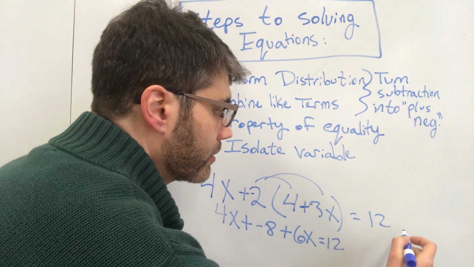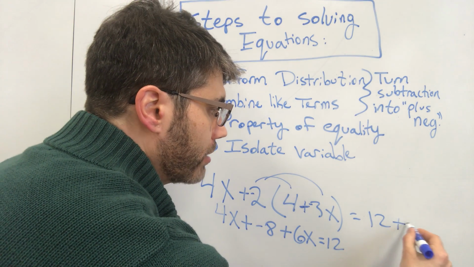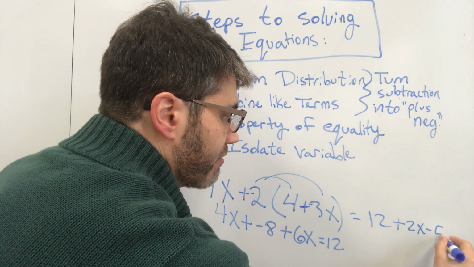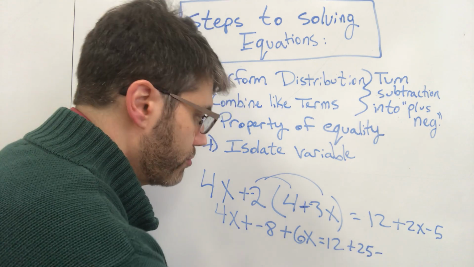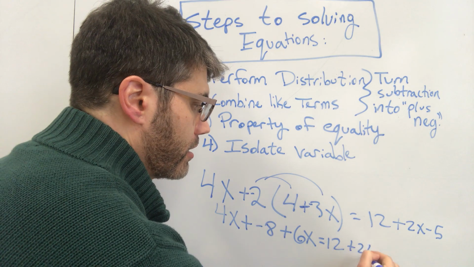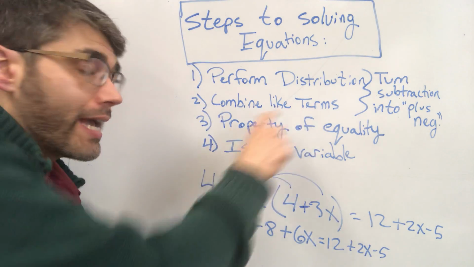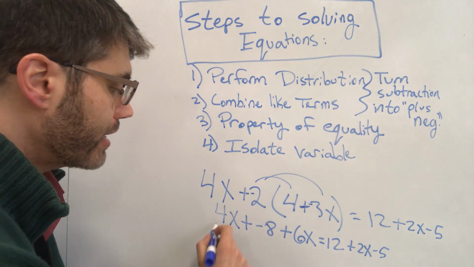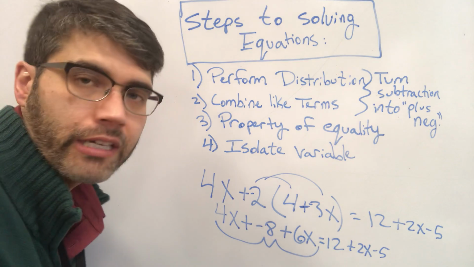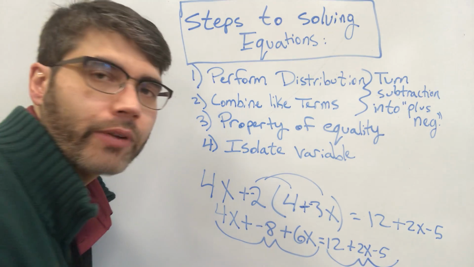I'm actually going to change the problem here so there's more stuff to do. How about 12 plus 2x minus 5? So when I talk about combining like terms, I'm talking about just combining the things on the left-hand side with other things on the left-hand side, or combining things on the right-hand side with other things on the right-hand side.